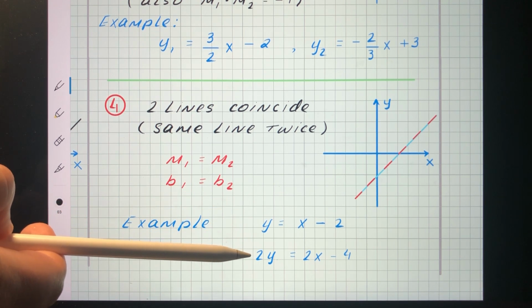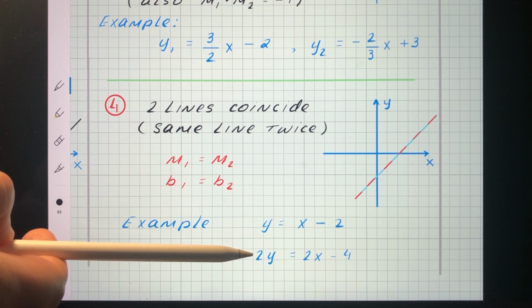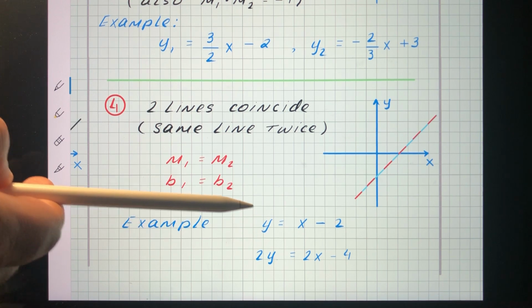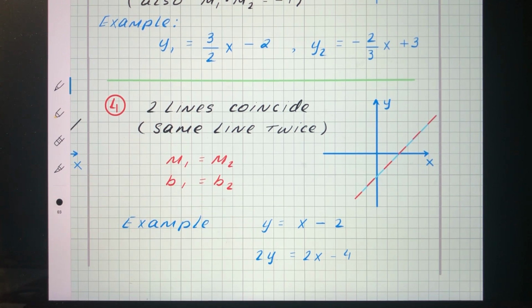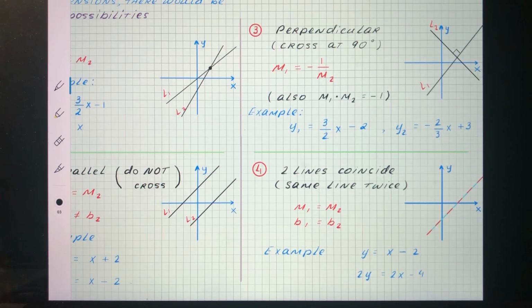The second equation is exactly the same as the first, except every term is doubled, but it contains no new information. It's the same as this equation. So these are the four possibilities that we might run into when we work with two equations in two dimensions.